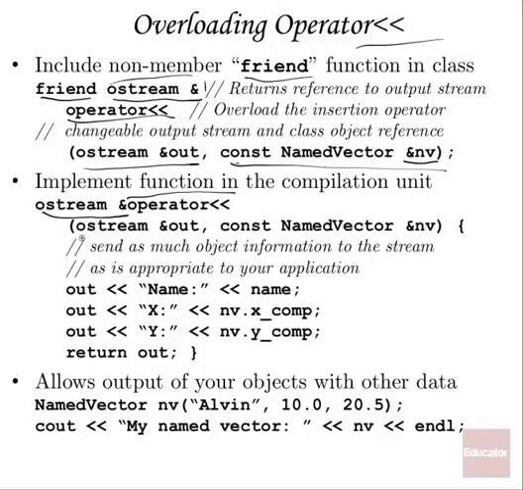The output stream reference. Now, notice the output stream is not a const. We can't promise not to change it because when we write data to it, we're changing it. But we do need it to be a reference. And we're promising not to change the data that we're going to pass into the output stream. And however you want to print it out, there's no special trick or way.